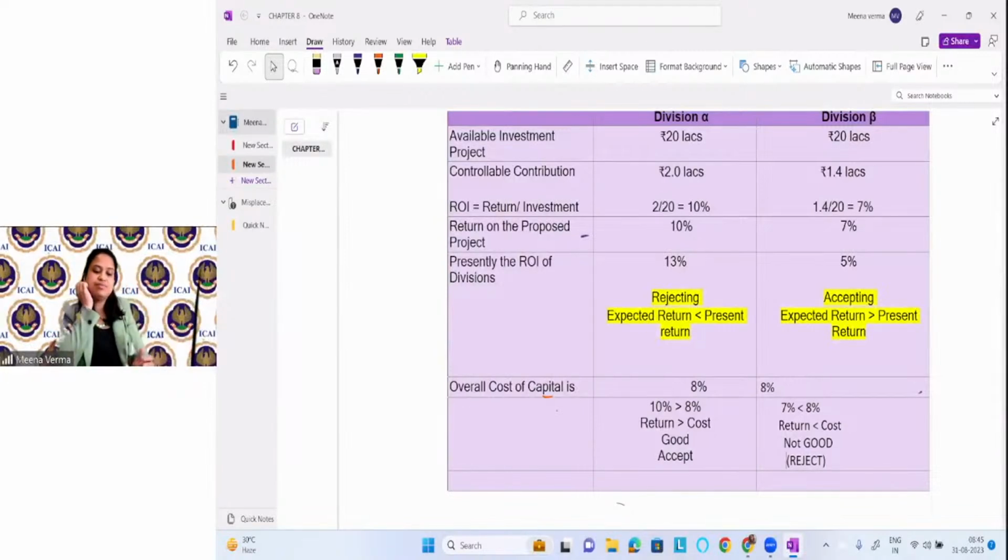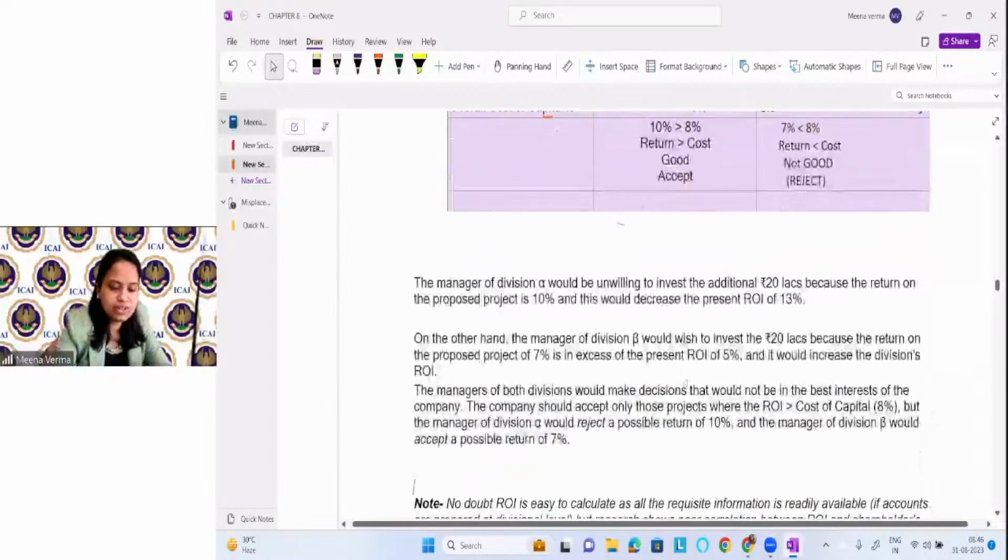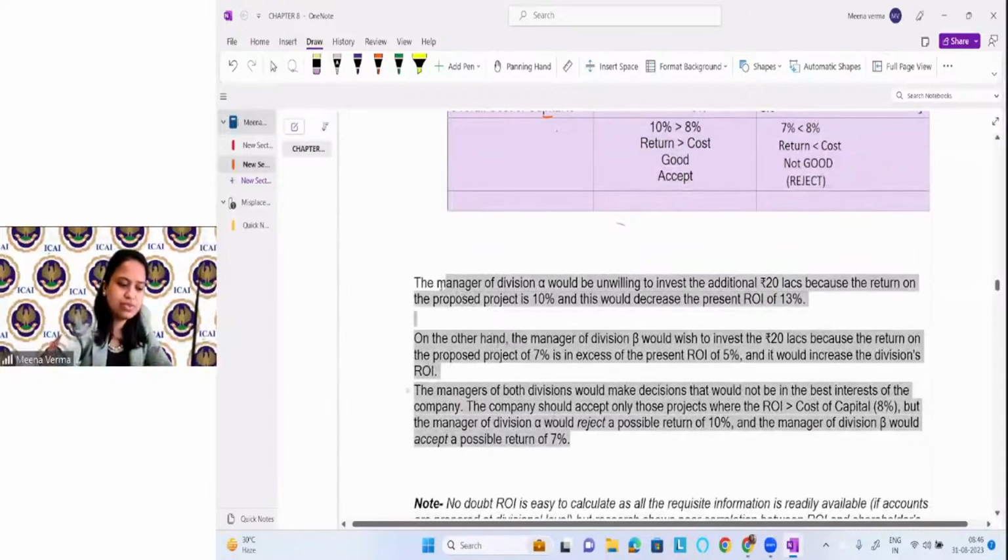So you can see, if the manager just sees their benefit, and on the basis of that they are deciding whether they should accept it or not, what will happen? It will result in a wrong decision. Right? So you can see, the way they have taken the decision is wrong. It is not the right way.